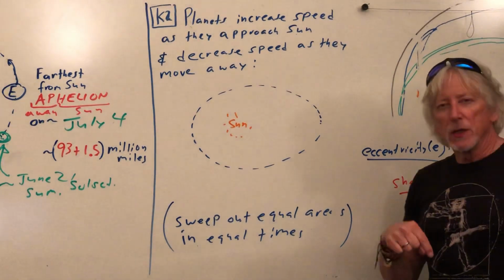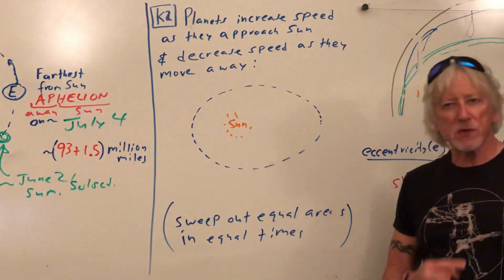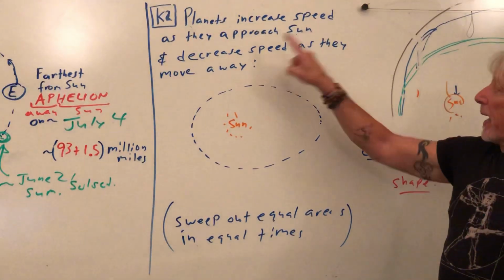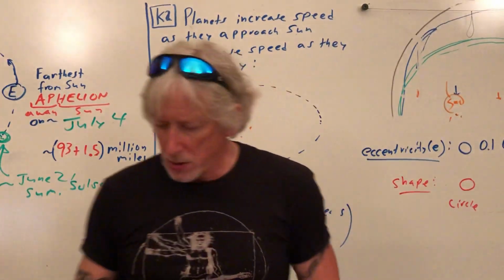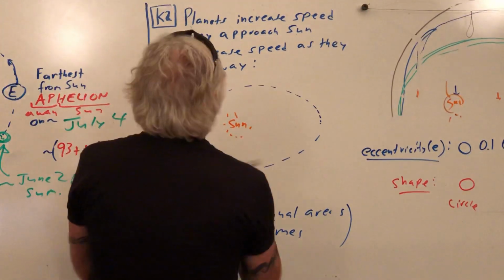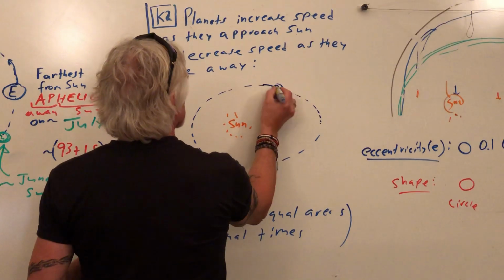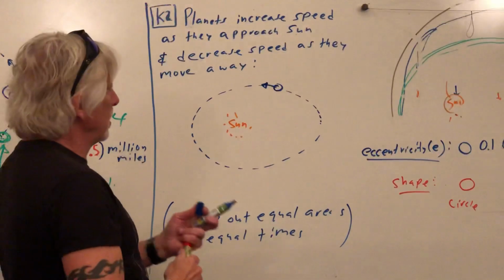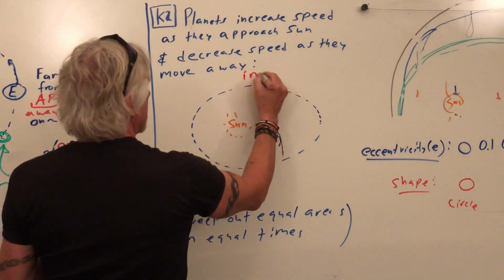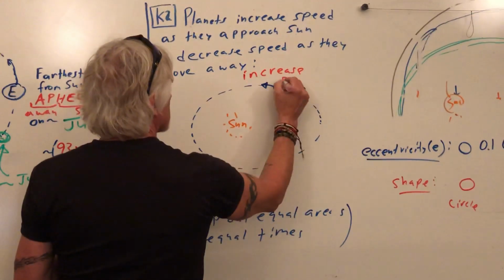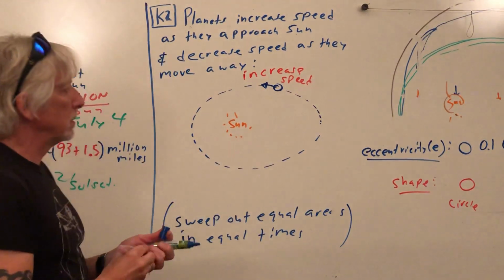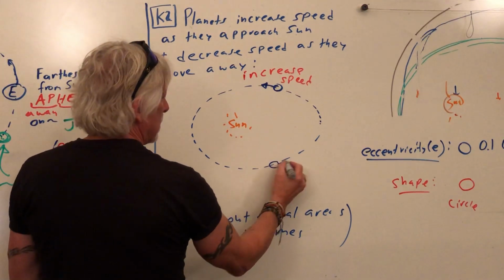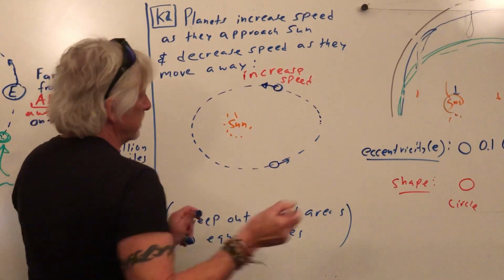Our planet goes faster and faster, and then it goes slower and slower. Increases speed, decreases speed. Planets increase speed as they approach the sun. So if this is going, whatever planet that is, and it includes Earth, it's going to be increasing speed faster and faster. And as it moves away, it's going to be decreasing speed.